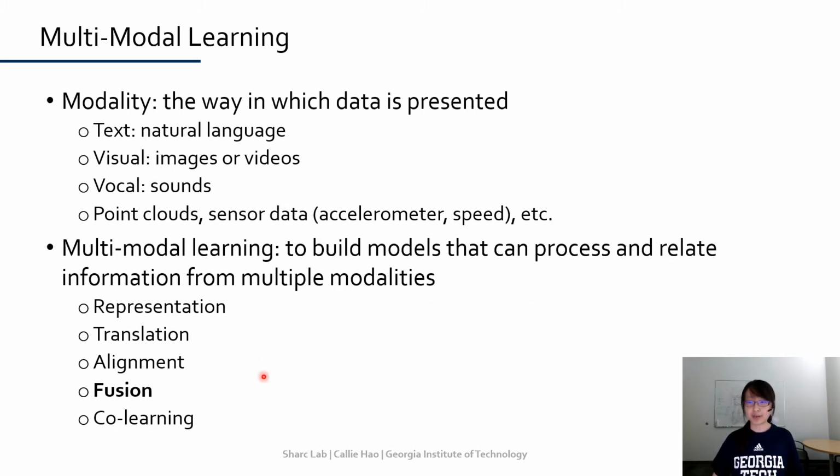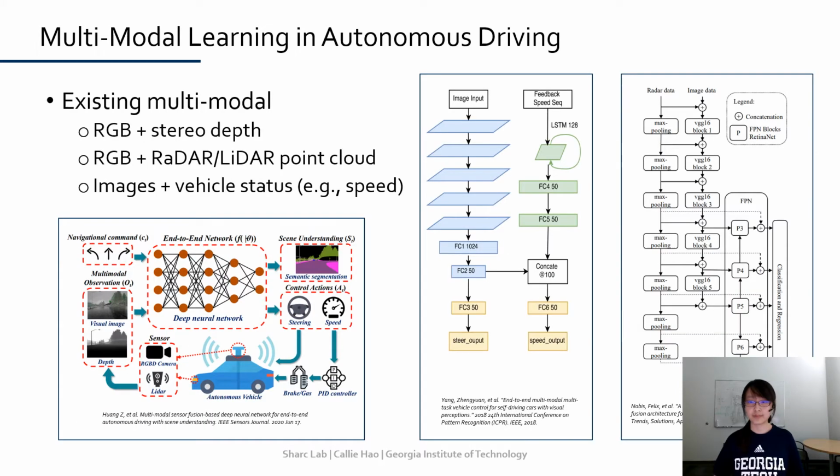So here are different aspects for multimodal learning. For example, modality representation, translation, data alignment, model fusion, and co-learning. And in the scenario of autonomous systems, we'll mostly focus on this modality fusion. Here are 3 examples of modality fusion. In the first example, the model combines visual information and depth information into a combined multimodal learning system. And the second one is combining image input and speed information into this combined model. And this third example is combining the radar data and image data into this combined model.